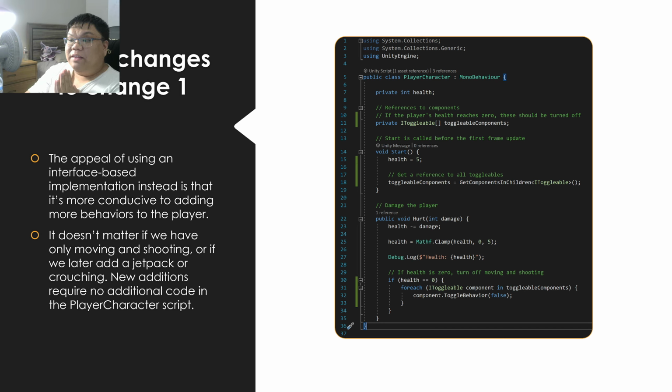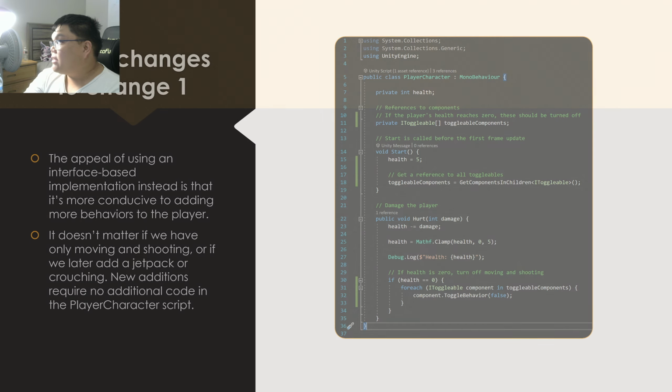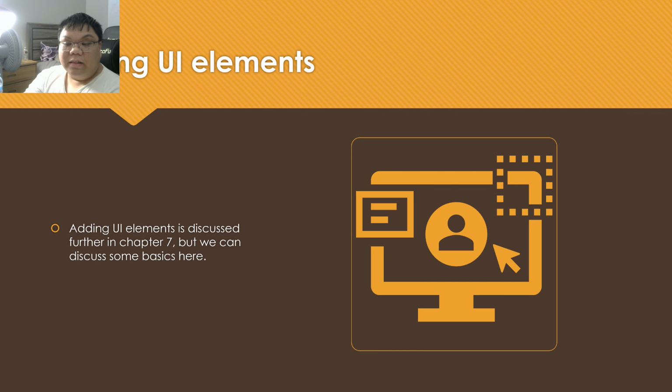So if you want to go for the interface-based implementation, you would write the player character script as follows, and then you would make these changes in the RaceShooter and FPSInput on top of the ones I talked about, just to implement these behaviors in the first place. So that's change number 1. The next 2 changes are contingent on adding UI elements. That's all the way in Chapter 7, but we can discuss some basics here.